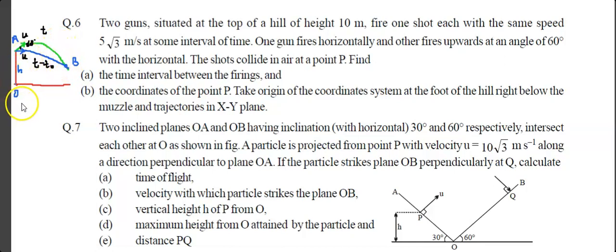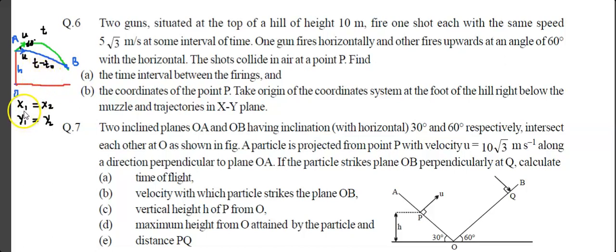That means you need to find x for the two, x1 and x2, and equate x1 and x2. Then we need to equate y1 and y2, that means their vertical displacements. That means they will be at the same point. So this will give us two equations. Out of these two equations, we need to find two unknowns. What are the two unknowns? One is t, another is t naught. So both unknowns can be solved, and we can find what t is and what t naught is.